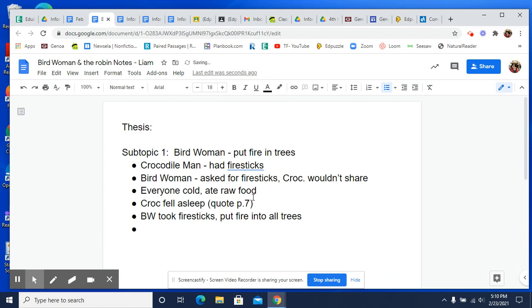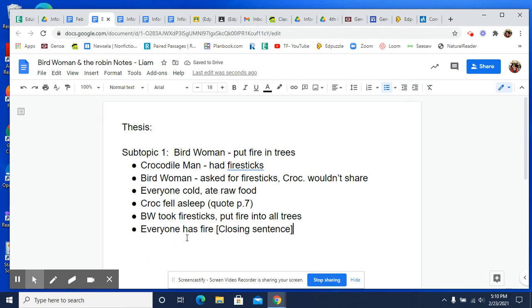All right. So the final thing is, it starts off that in the beginning, there's only one fire, right? Well, what happens at the end? What happens after she puts the fire into all the trees? Well, now everyone has fire, right? And this also can be the closing sentence. So I'm even going to label it closing sentence. Okay.